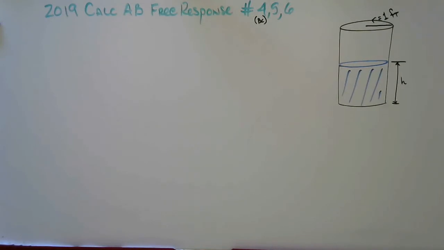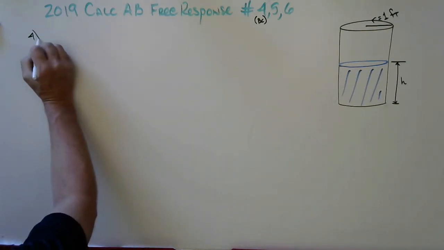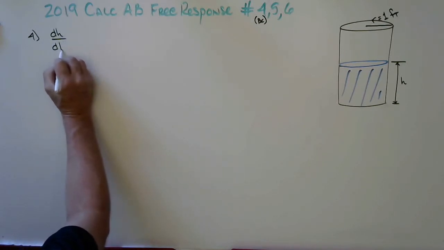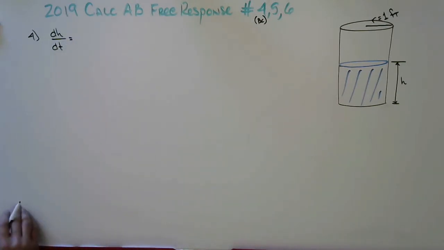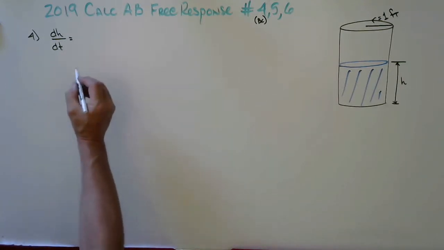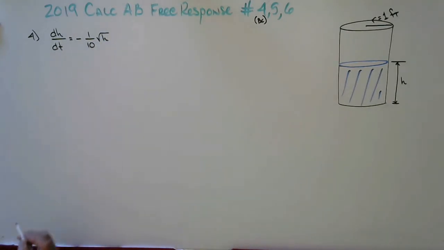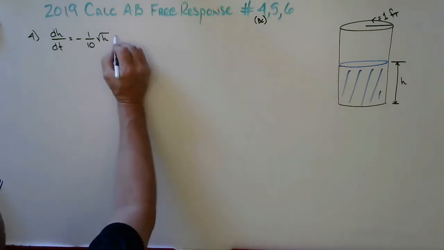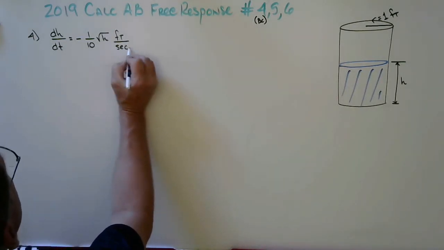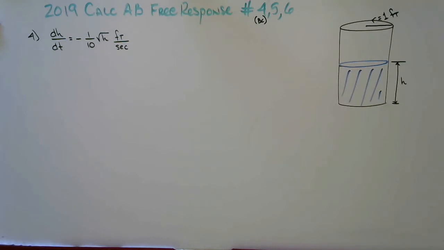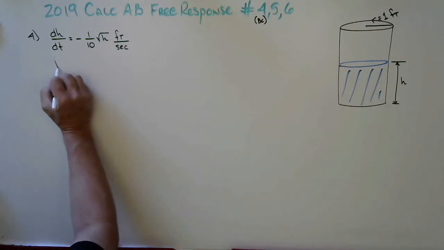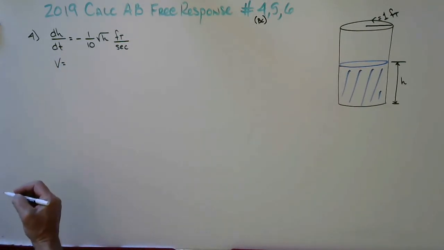It says the water drains out through a valve not shown at the bottom of the barrel. The rate of change of the height of the water in the barrel with respect to t, dh/dt, is modeled by negative 1/10 root h feet per second. All right, so that's dh/dt. And they also give us the volume of the cylinder with radius r and height h: pi r squared h.